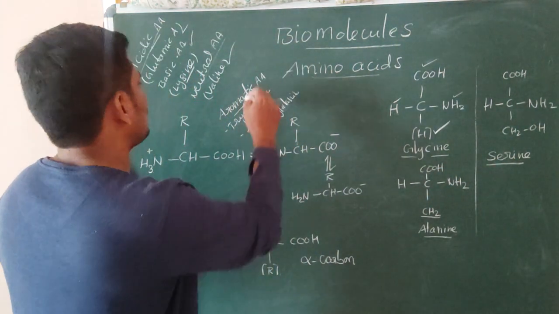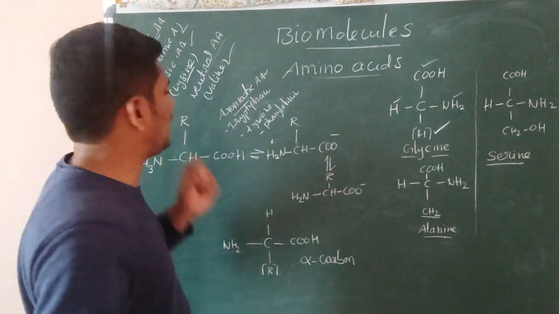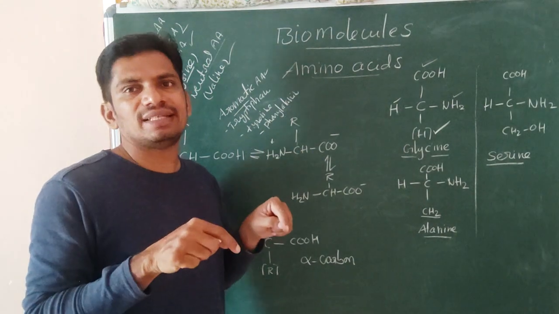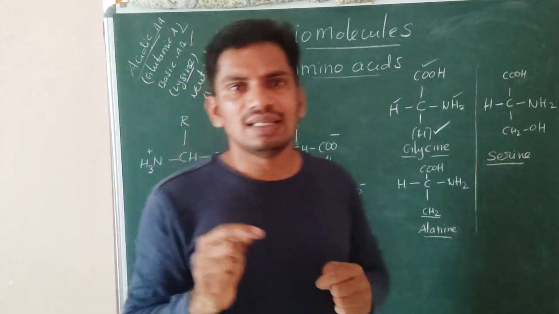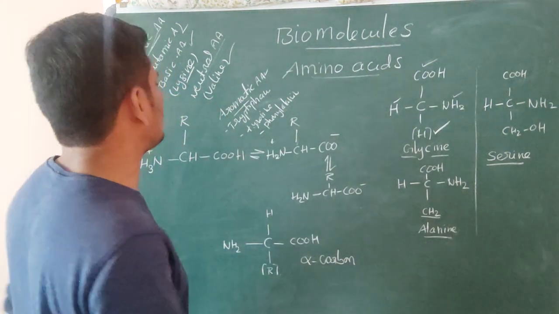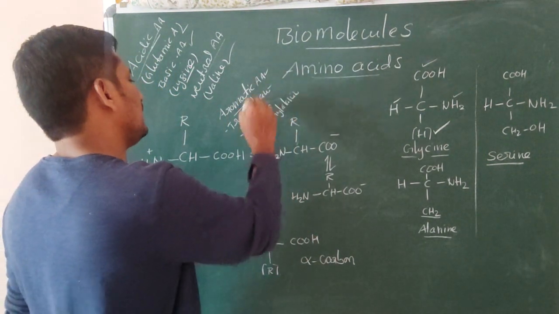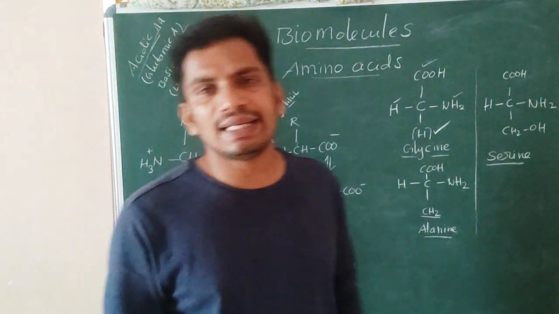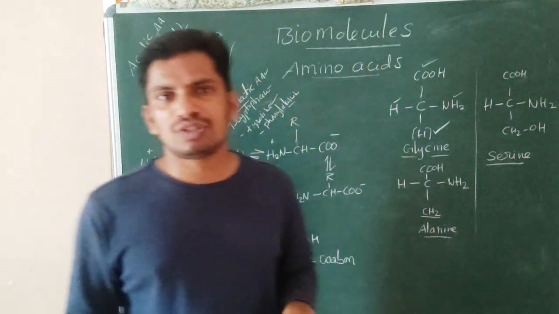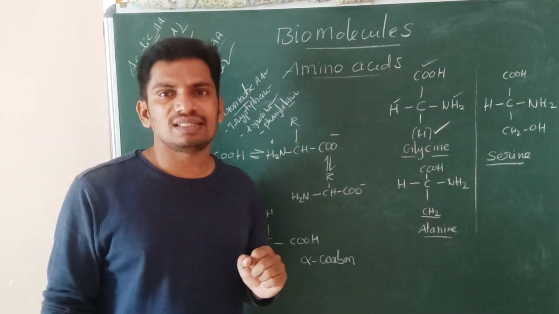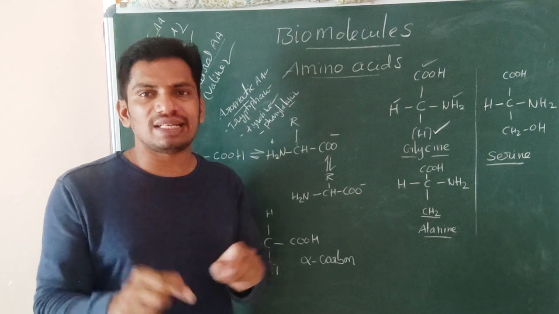Moreover, some are aromatic amino acids also. Which amino acid has an aromatic ring? That amino acid is called an aromatic amino acid. In this group are phenylalanine, tryptophan, and tyrosine. These belong to the aromatic amino acids, and these amino acids have an aromatic ring.